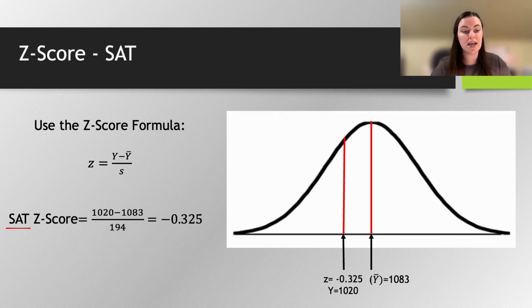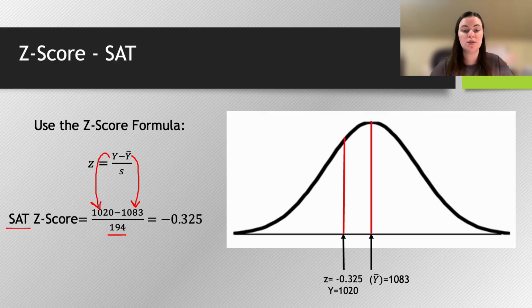In this case, that particular student's individual score, or their Y value, was 1,020. That was their score on the SAT. The average for all test takers taking the SAT in that given year, so the mean, was 1083. So you're taking the individual observation and subtracting the average. Then your last step is to divide by the standard deviation, which I took from the last slide, which was a score of 194 points.